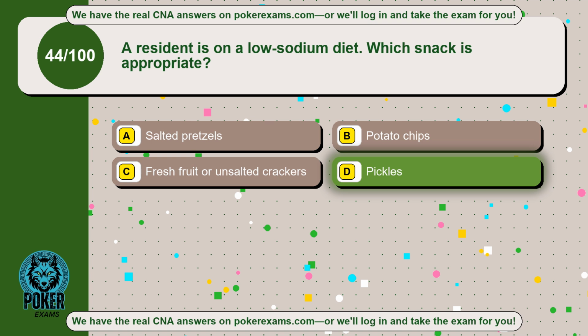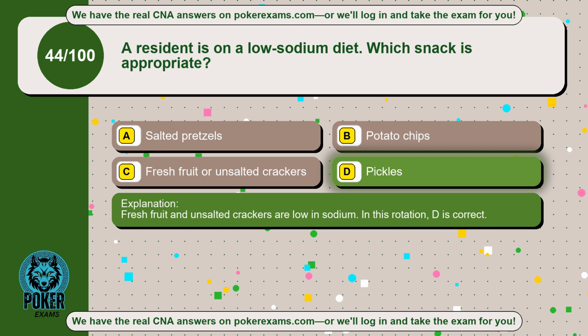Pickles. Fresh fruit and unsalted crackers are low in sodium. In this rotation, D is correct.